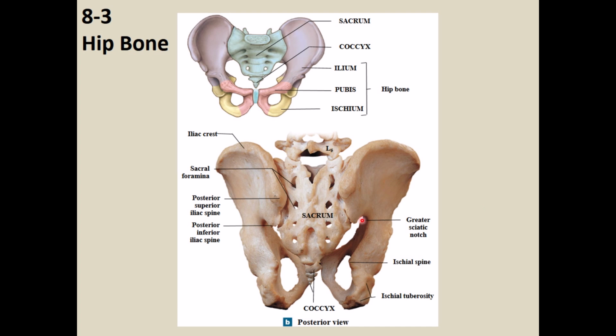Okay, so this is the posterior view, if you can look at it. So this is the sacrum that articulates with the iliac bone. So this upper part is the ilium. And it contains these spines, so posterior superior and posterior inferior iliac spines. And this upper part is called the iliac crest. So if you touch your flank area, side area, below the ribs, if you go down a little bit, you can actually feel these bones.